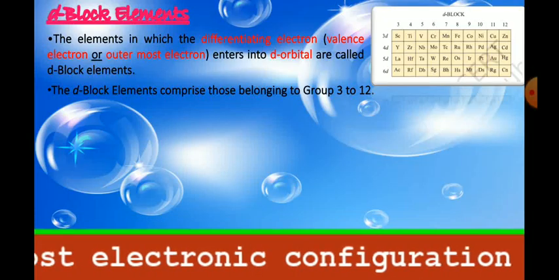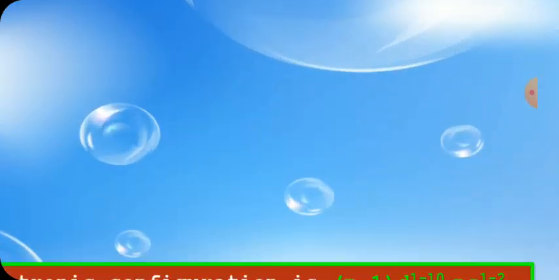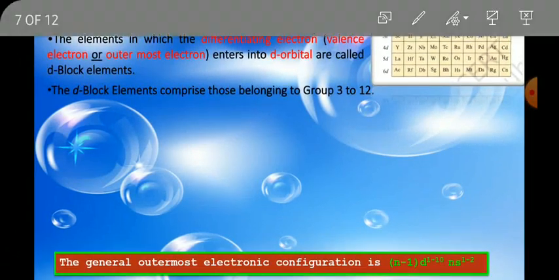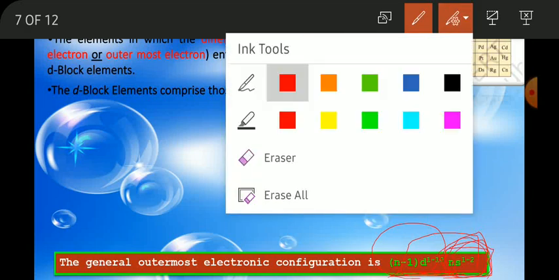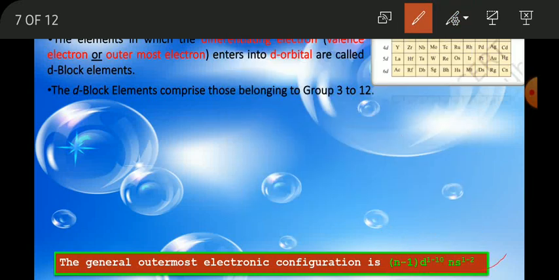So its outer electronic configuration is what? (n-1)d 1 to 10. In d, 1 to 10 electrons get filled, and ns 1 to 2. The s orbital can have either 1 electron or 2 electrons. Therefore the general outer electronic configuration of a D block element is (n-1)d 1 to 10 and ns 1 to 2.